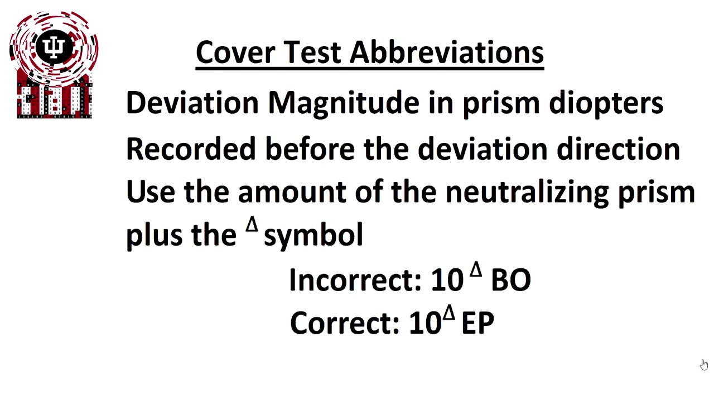We also need to record the magnitude of the deviation we detected in the cover test. This is typically recorded before the deviation direction, and we use the amount of neutralizing prism plus the prism symbol shown here. An incorrect version would be to put base out, the direction of the base out. We do not record that. We record the direction of the phoria or tropia. So the correct example would be 10 prism diopters EP, not base out BO.